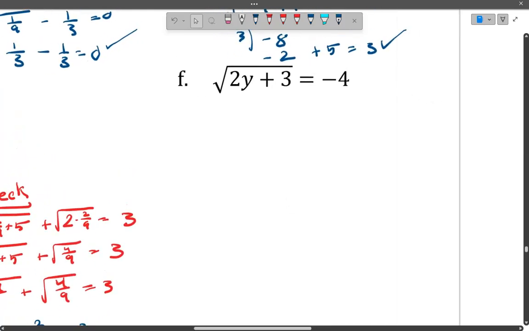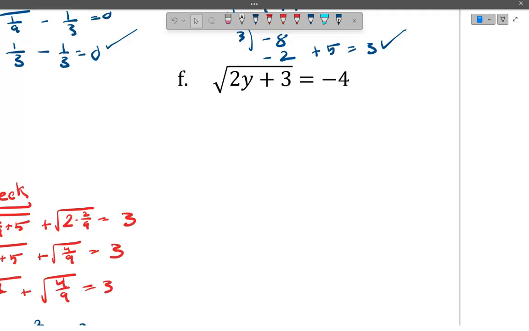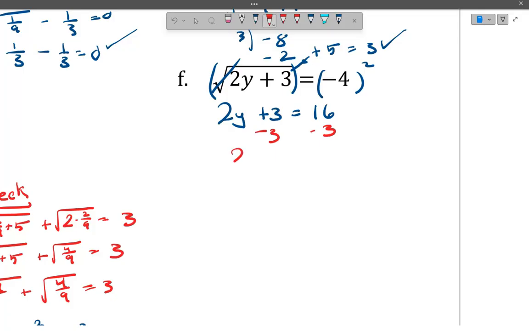Last part here, we've got the square root of 2y plus 3. It's already isolated, so we can square both sides. 2y plus 3 equals 16. We can subtract 3 from both sides. So 2y equals 13. Divide both sides by 2. Y equals 13 over 2.